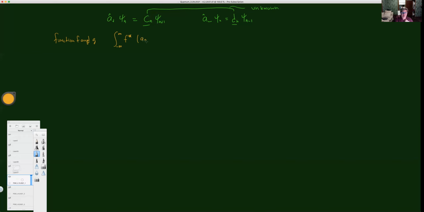So the integral of f star times a plus minus acting on g dx. We want to prove, and I'm going to prove it first, that I can write this as the integral of a minus plus acting on f, all star, times g dx. And notice here we have the a plus minus acting on g, and over here we have the a minus plus acting on f, and everything's starred.